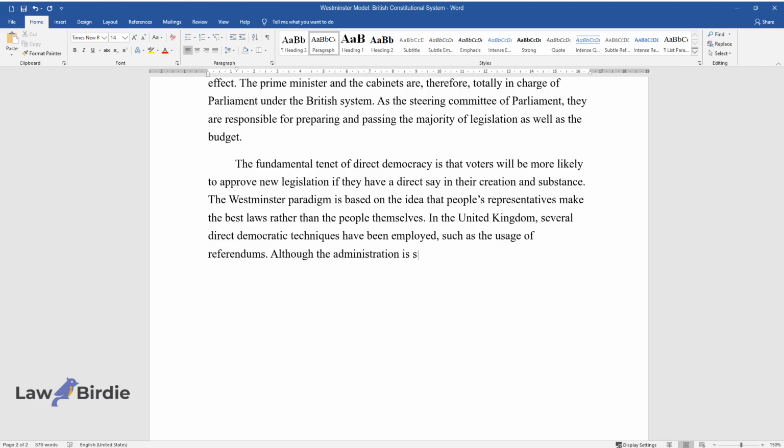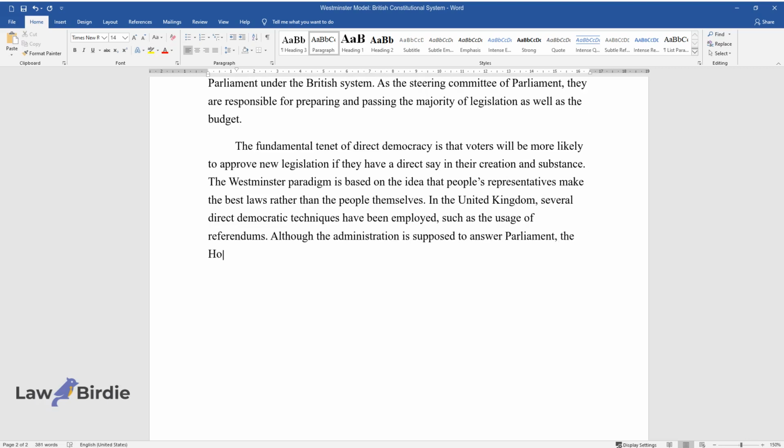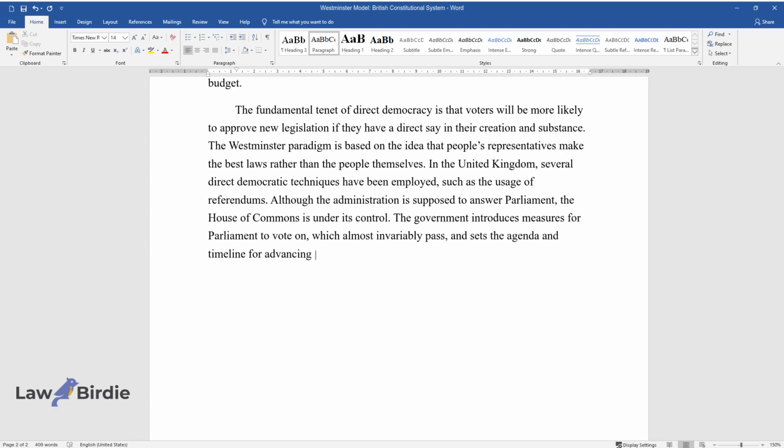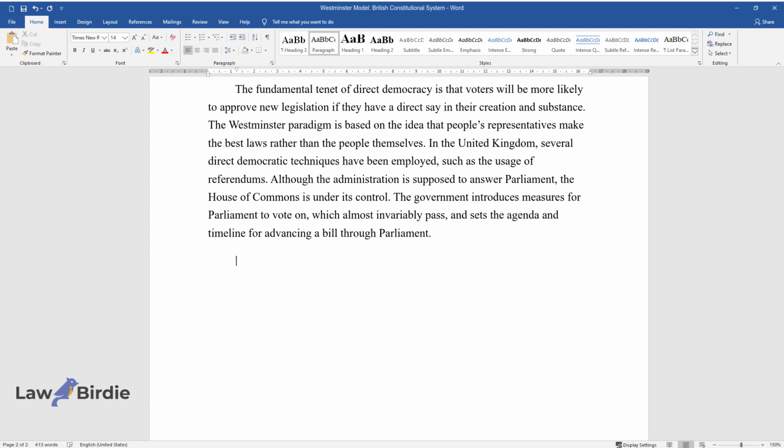Although the administration is supposed to answer to Parliament, the House of Commons is under its control. The government introduces measures for Parliament to vote on, which almost invariably pass, and sets the agenda and timeline for advancing a bill through Parliament.